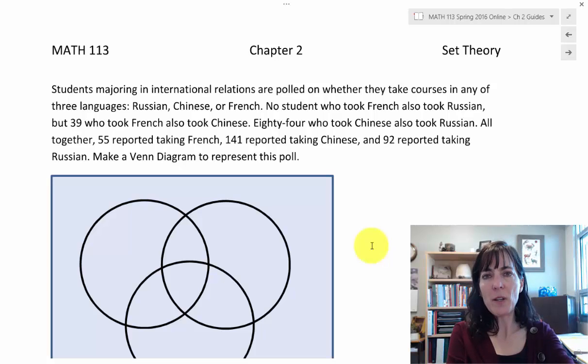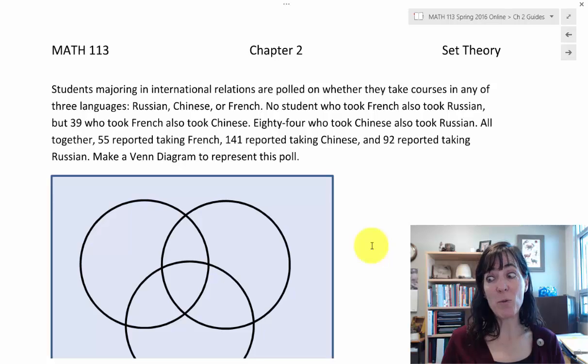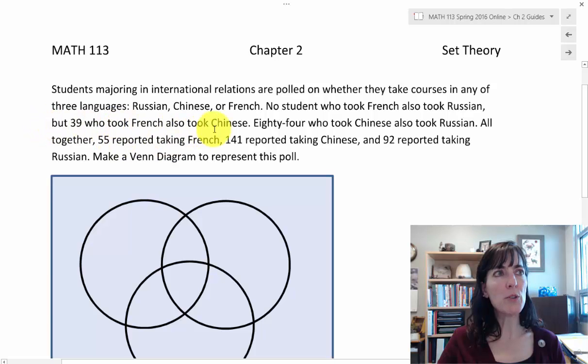Sometimes your study is a little bit more complicated. These last two just had two sets that we were talking about the intersection for, and sometimes you have three sets, as we do in this example. Students majoring in international relations are polled on whether they take courses in any of three languages: Russian, Chinese, or French. No student who took French also took Russian, but 39 who took French also took Chinese.